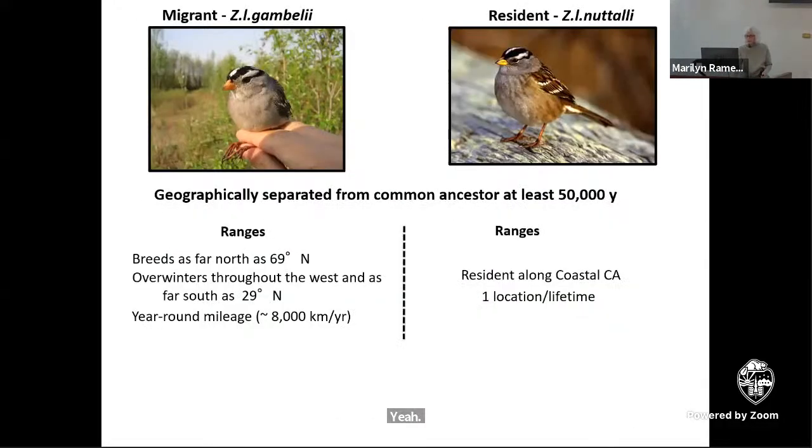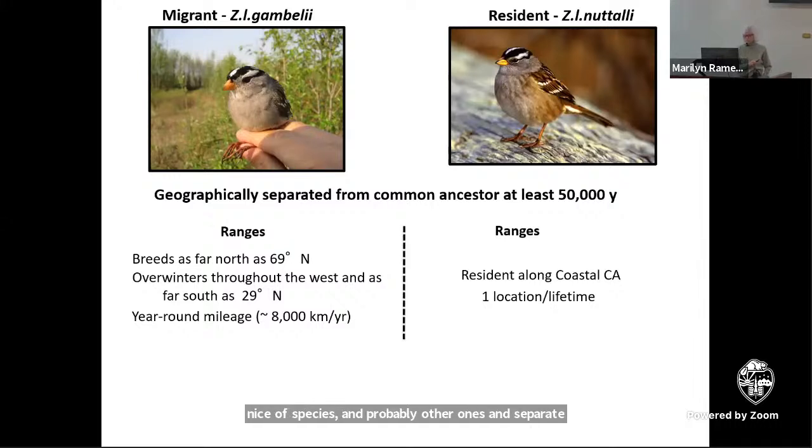Okay, so these are the players. This is Zonotrichia leucophrys, and on the left here is the migrant, that's gambelii, a long-distance migrant, and its subspecies friend is a resident, Zonotrichia leucophrys. And we thought that these subspecies, and probably other ones in this whole group, have separated from the common ancestor over 50,000 years ago.